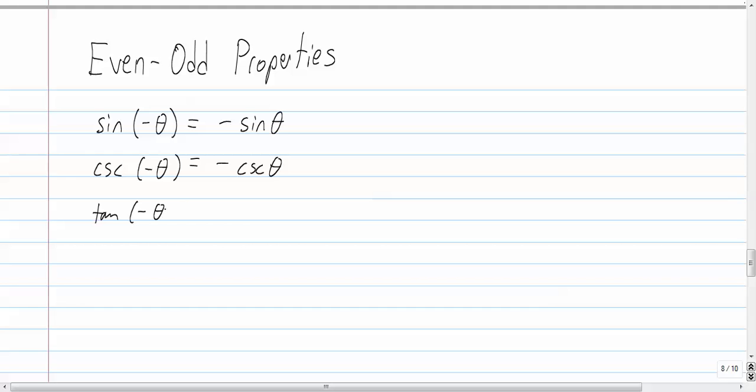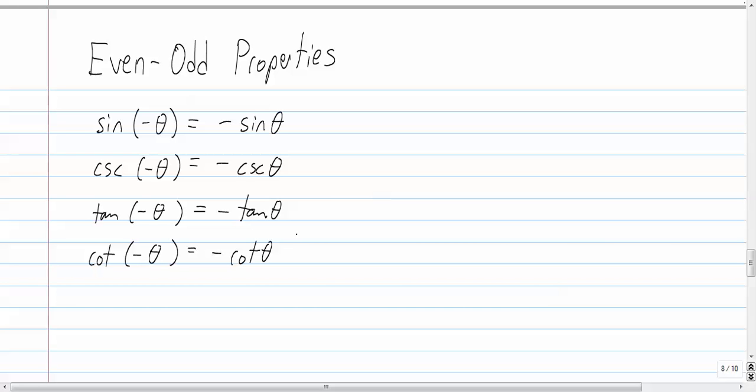The even-odd properties are as follows. The sine of negative theta is equal to the negative of the sine of theta. The cosecant of negative theta is equal to the negative of the cosecant of theta. The tangent of negative theta is equal to the negative tangent of theta. And the cotangent of negative theta is equal to negative cotangent of theta.